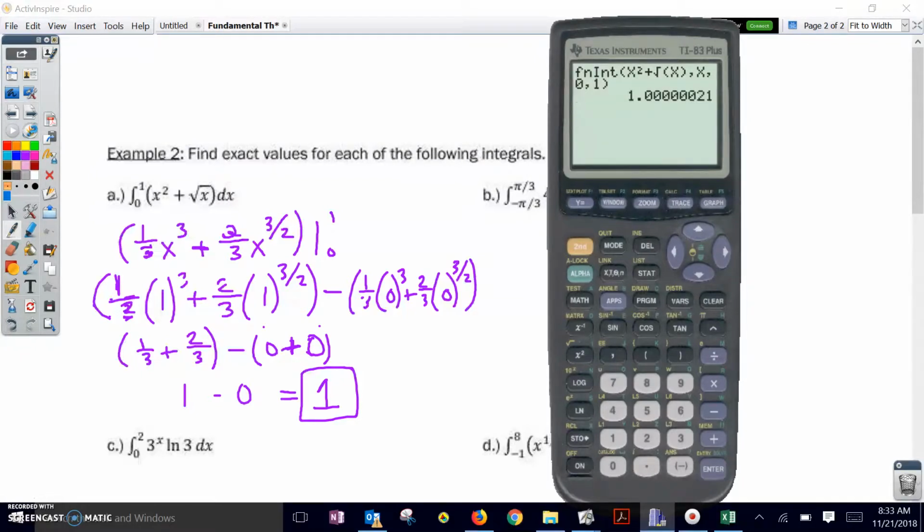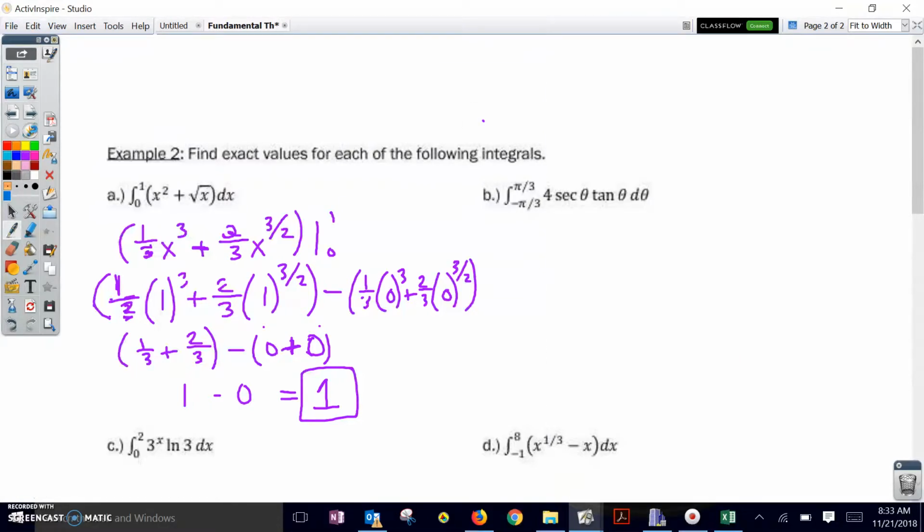And it is. We've got some garbage digits because of the graphing calculator algorithm, but when we see those garbage digits at the end, we know that this is trying to tell us that it's actually 1. Alright, on to example B.